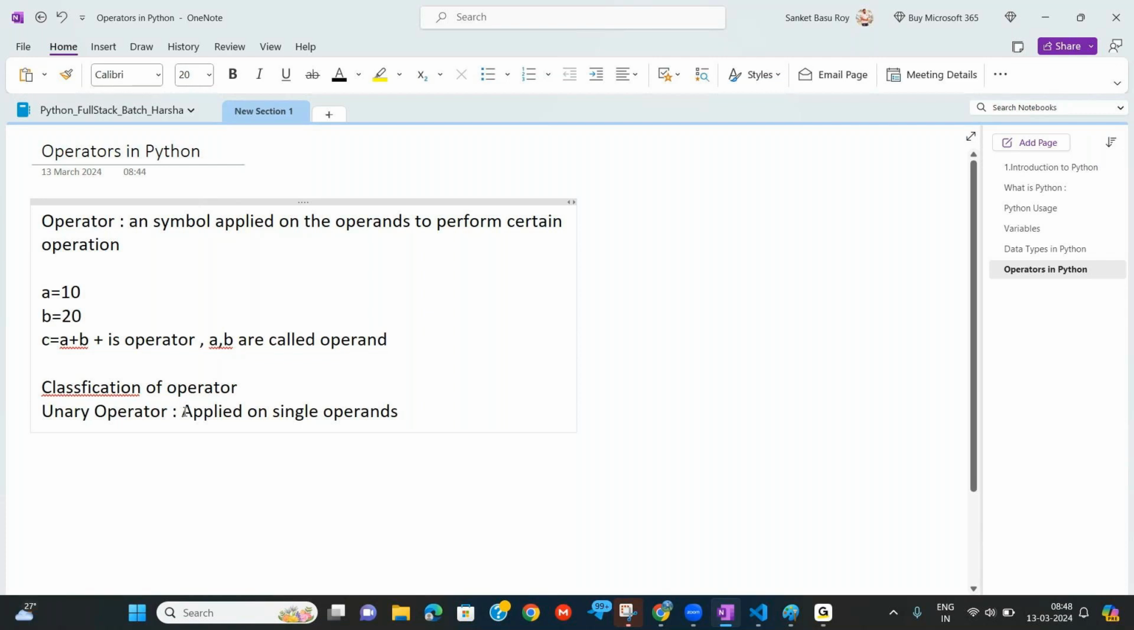For example, I write minus 5. Tell me what is the operator. The operator is the minus here, and the operand is 5. So this is called a unary operator. Similarly, suppose I write plus plus 5. It is also treated as a unary operator because it is applied on a single operand, that is 5. Then another thing we have is called the binary operator.